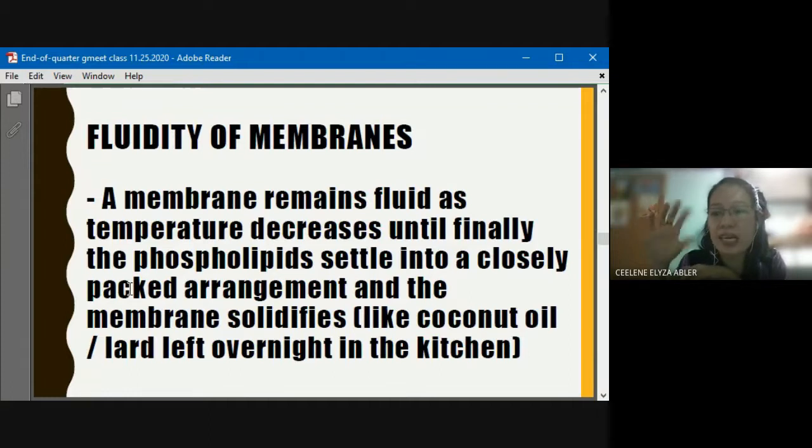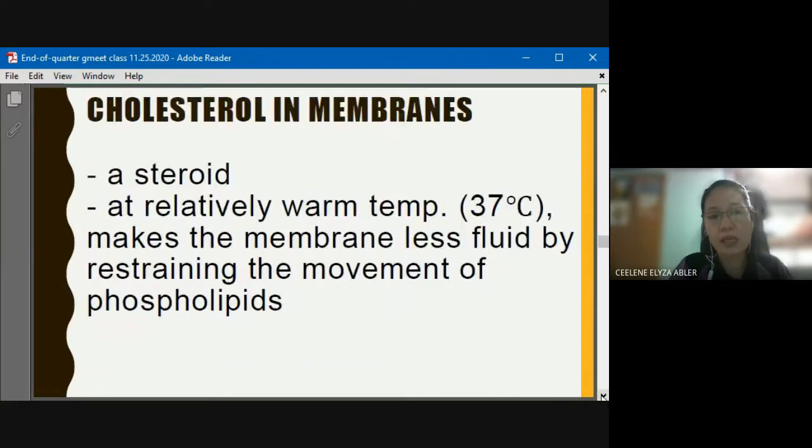So, ganun ang nangyayari sa body din natin kapag masyado nang malamig. So, parang nagpa-pack closely together na siya ang fats. So, hindi na siya mag-move around masyado. So, it affects the fluidity of the membrane. Okay. Kaya nga, actually, meron tayong trivia for that.